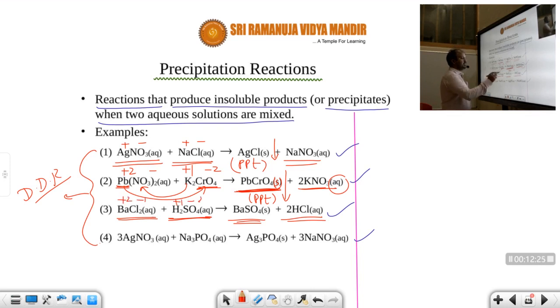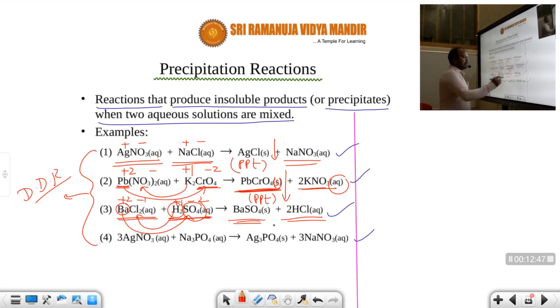Yes, your guessing is correct. Double displacement reaction. But precipitate will be formed here. That's why this is also called precipitation reaction. Mutually exchanging their radicals. Here Ba2+ attracts the SO4 2- sulfate ion. Here H+ hydrogen will be there, attracts the Cl-. That's why mutually exchanging their radicals.